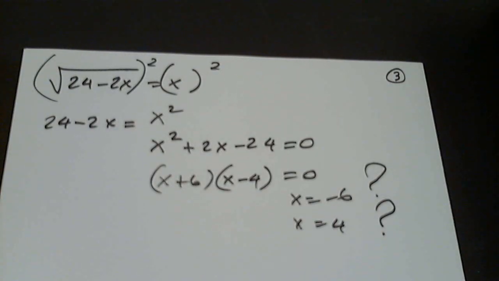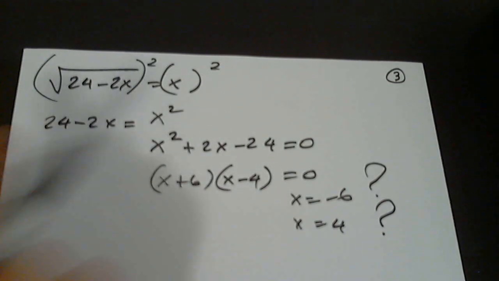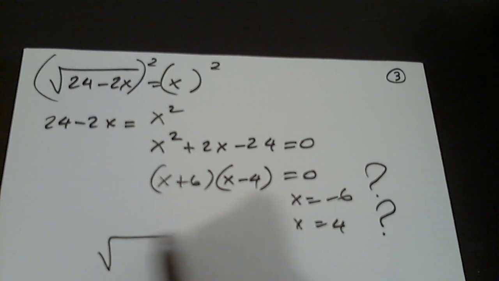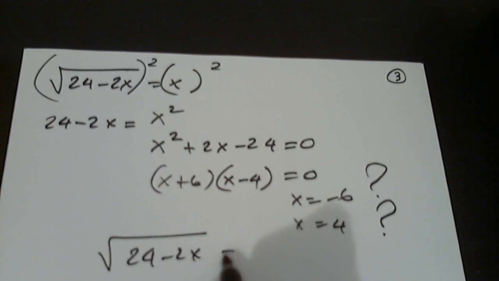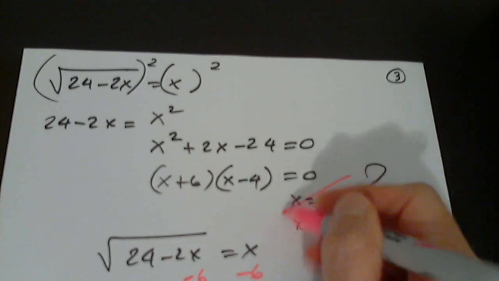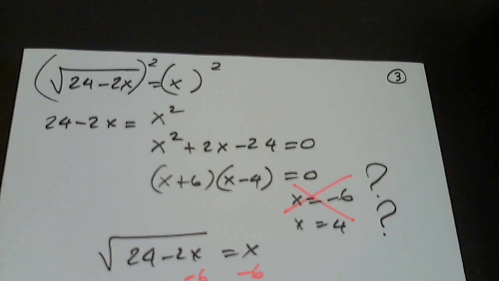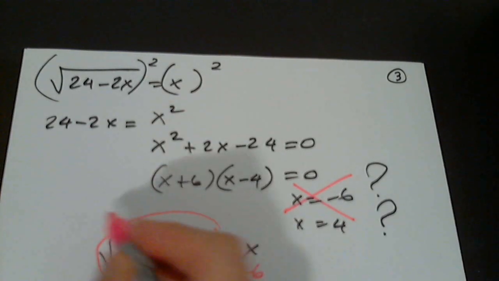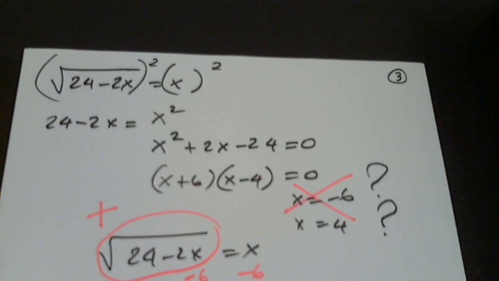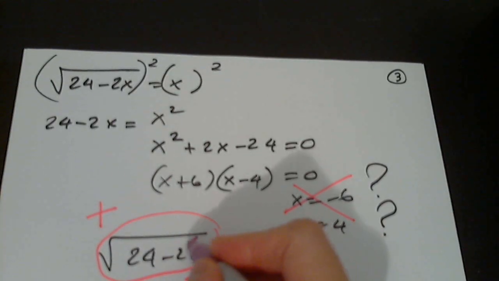I have no idea. So I will go back to the original problem. Here's the original problem. 24 minus 2x equals x. I will replace first by negative 6. Of course not. The left-hand side is a positive number because it's just the radical. It's nothing else, just the radical, and that is positive, and the right-hand side cannot be negative. Now I will check 4.